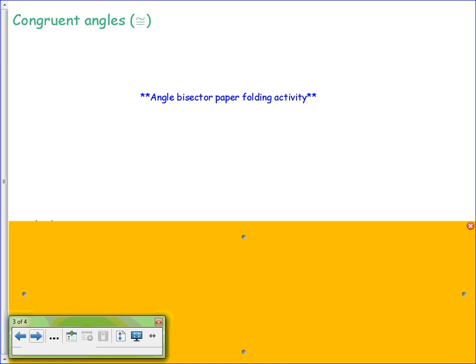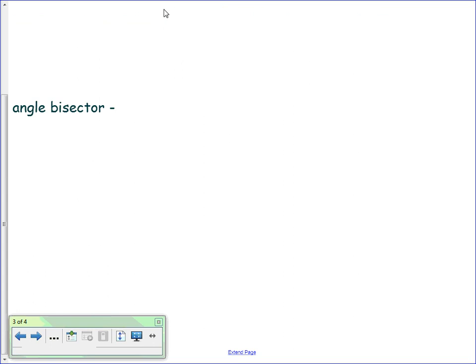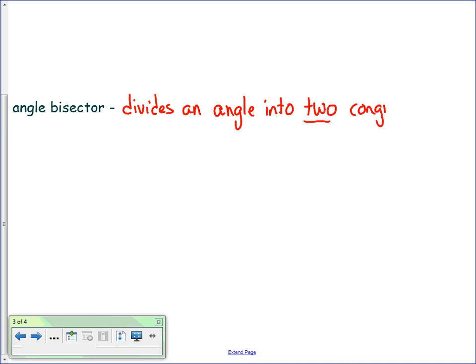Congruent angles. Just like congruent segments, congruent angles have the same measure. We are going to do an activity with angle bisectors at the beginning of class. But we are going to define what is an angle bisector. An angle bisector divides an angle into two congruent angles. The word bi meaning two. If it was an angle trisector, it would divide an angle into three congruent angles. But it is a bisector, so it divides it into two angles.